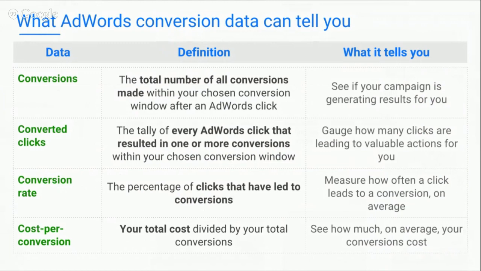So next, we're going to cover some of what the conversion data looks like in your account. There are a few different metrics, and they all sound pretty similar. So we want to make sure that we clarify what each one actually means. So first is simply conversions. This is the total number of people who take that desired action on your website. So that's really baseline. It tells you how your campaign is generating results for you.